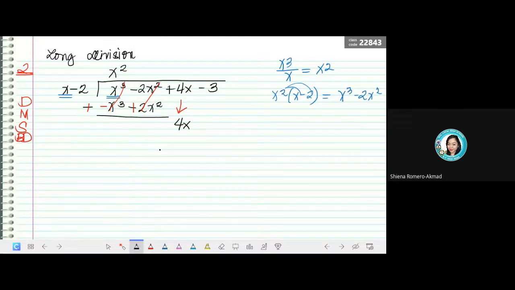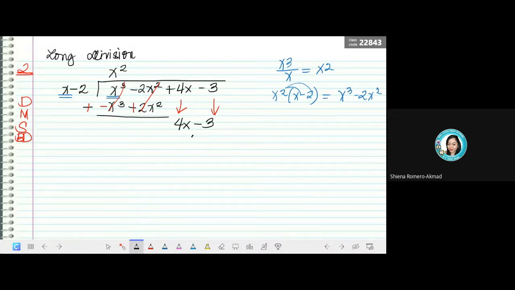Isa lang ba i-bring down? Kung mapapansin nyo po, pag nagsusubtract na tayo, dalawa yung terms, kasi dalawa yung terms ng divider natin eh. So, pwede na rin natin i-bring down si 3. So, we have negative 3. Mamaya mahihirapan tayo pag hindi tayo nag-bring down.